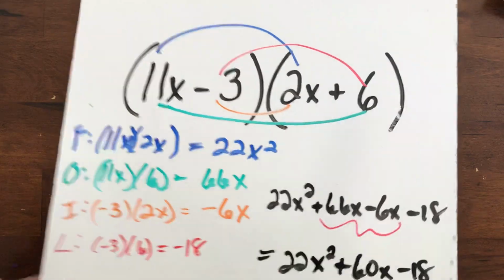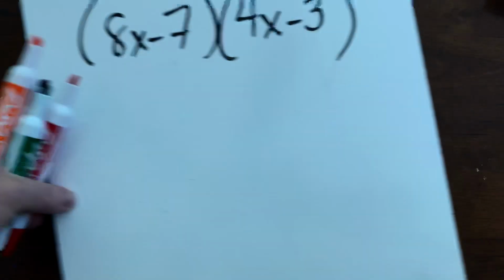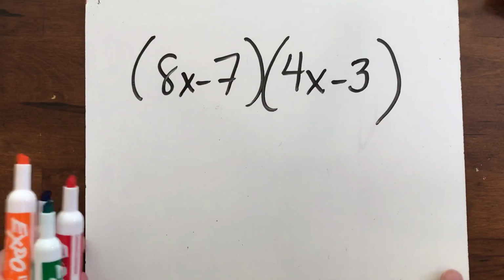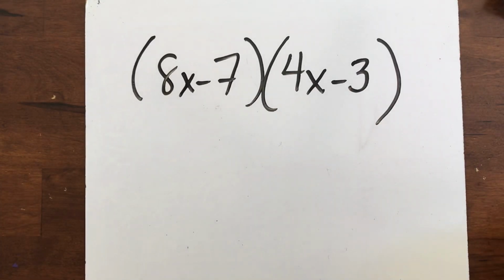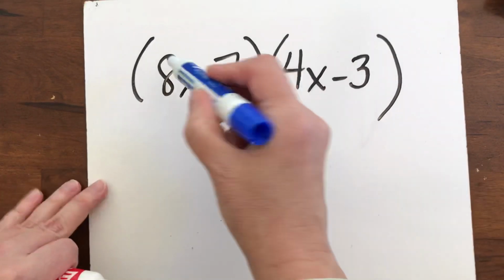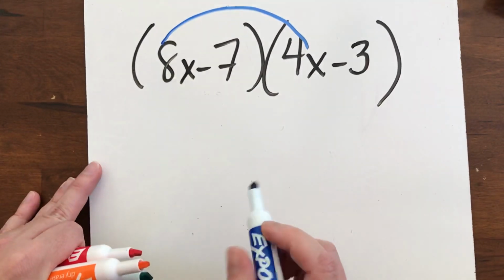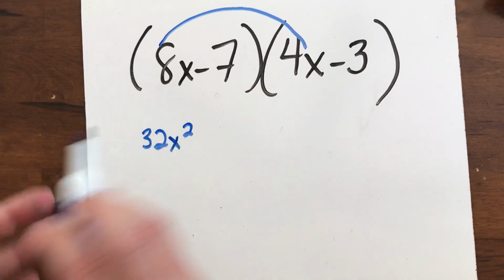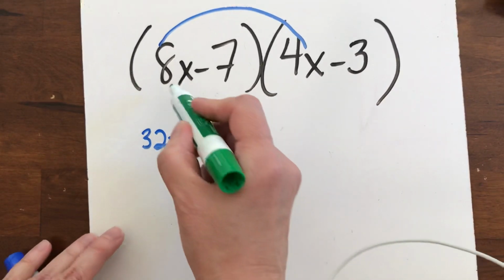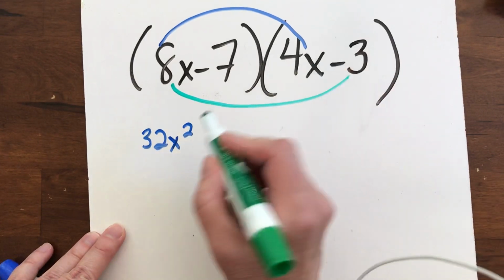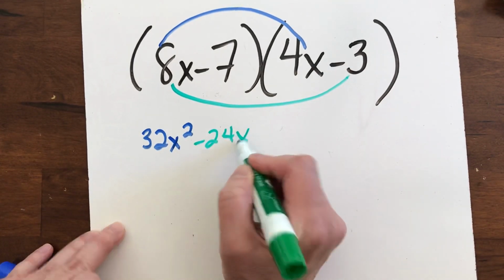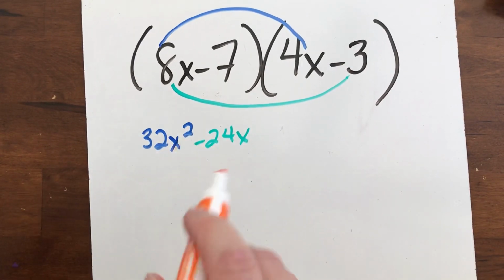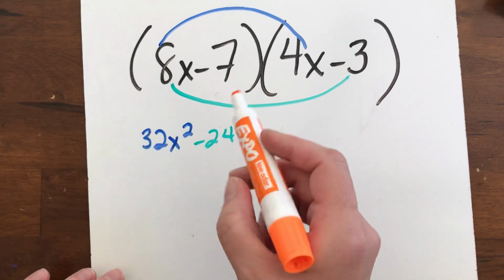Okay. All right. Now the next ones I'm going to do, I'm not going to write out to the side. I will do the different colors just to help you out. Okay. So the first we did in blue. So 8x times 4x is going to be 32x squared. Okay. Outer, 8x times negative 3 is negative 24x. And this is all I expect to see from you guys. You don't have to do out to the side like I did on that one.